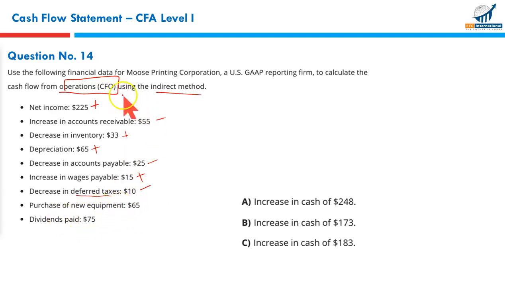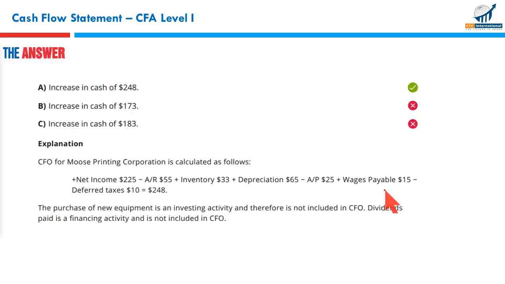Right. So we have to find cash flow from operating activities only. Purchase of new equipment, it's investing outflow. Dividend payments explicitly is a financing outflow to be ignored. Just sum up all these: 225, deduct negative 55, plus 33, plus 65, negative 25, plus 15 and negative 10, and you should get the right answer. It's 248. Cash flow from operating activities is generating a positive figure of 248. A and A it is.